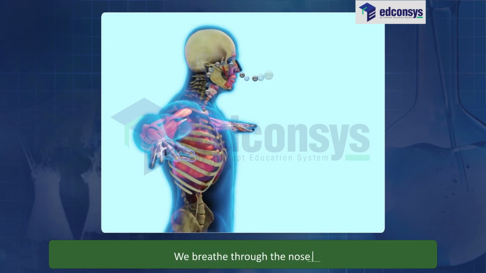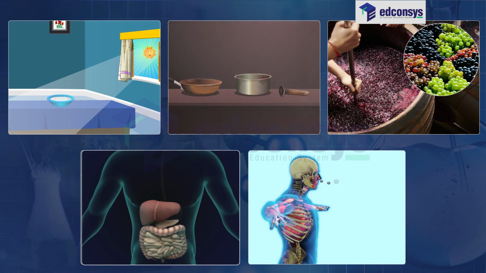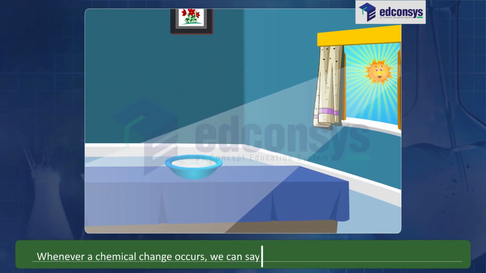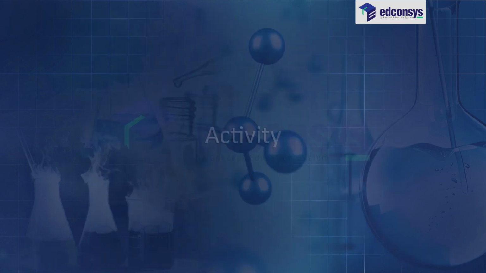We breathe through the nose. What a change we see in all situations. Whenever a chemical change occurs, we can say that a chemical reaction has taken place. How do we come to know that a chemical reaction has taken place? Let us see some activities.